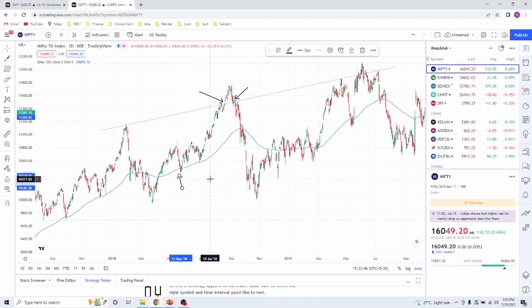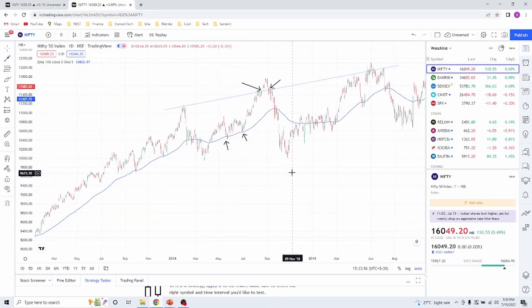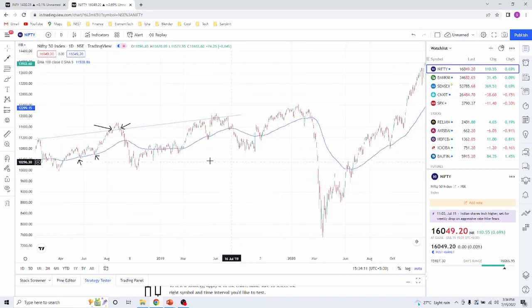So you can see that it is taking the support of this blue graph, which is nothing but the exponential moving average of 100 days, right? So it is taking support here, and you see how many times there has been a breakdown and break up. How many times has it happened?